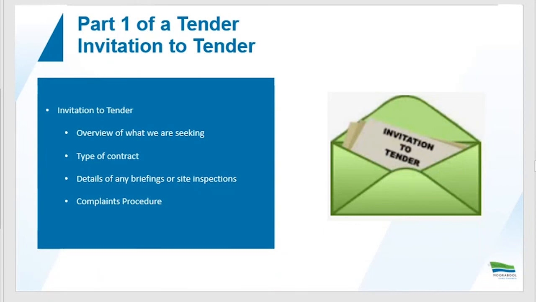So moving into what our tender documentation looks like, part one of our tender documentation is only a couple of pages long, and it is just a pure invitation. It provides an overview of what we are seeking, the type of contract, whether there'll be any specific briefings or site inspections to help inform or guide potential suppliers. And it also outlines what council's complaint procedure is if someone's not happy with the process that we've followed for that particular procurement process.